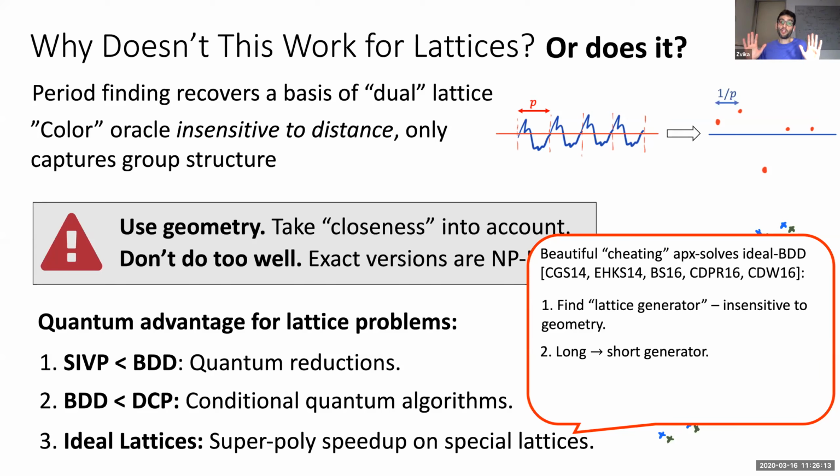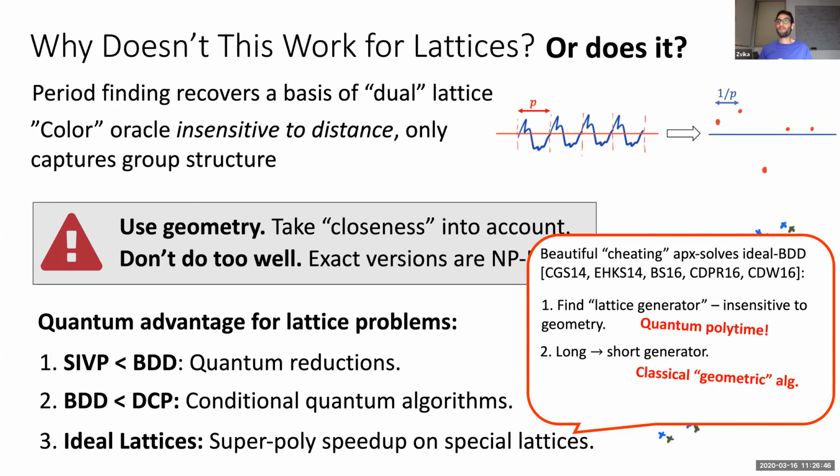And here I don't care about the geometry of the lattice. All I care about is this algebraic task of finding a generator. And the second step is going from this generator, which could represent a long basis for the lattice, so a bad basis for the lattice, to a generator that represents a short basis for the lattice, which allows us to solve the BDD problem. And the nice thing here is that you use the quantum techniques only for the first step. So the first step, which actually doesn't care about the geometry, is the one where we get the quantum speed up.